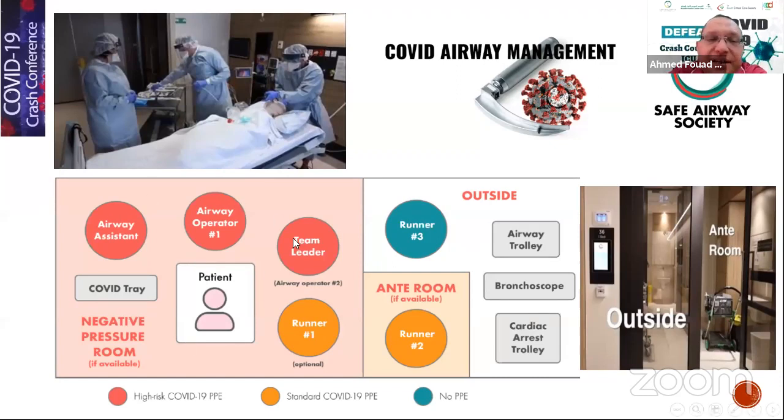Of course, this red line, which is high COVID, level 3 PPE, is the standard, and outside here you don't need to have PPE. So this is the best scenario for intubation of the patient.